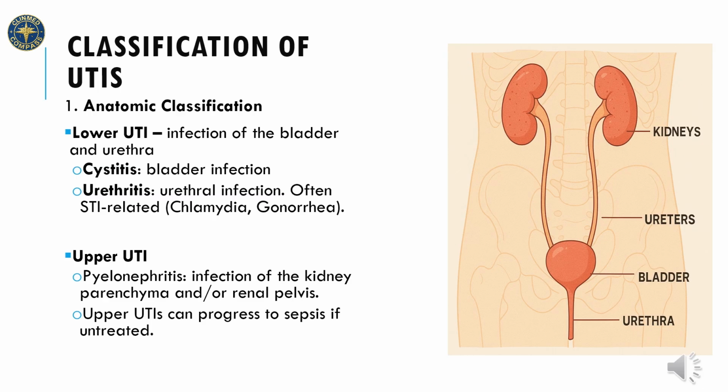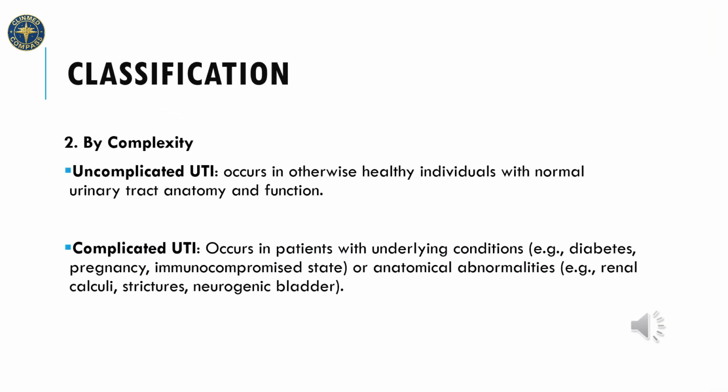Upper UTIs can progress to sepsis, especially if untreated. UTIs can also be classified based on complexity into uncomplicated and complicated UTIs. Uncomplicated UTIs occur in otherwise healthy individuals with normal urinary tract anatomy and function. UTI is said to be complicated when it occurs in patients with structural or functional urinary tract abnormality, or conditions such as diabetes, pregnancy, immunocompromised state, renal calculi, strictures, neurogenic bladder, to mention but a few.